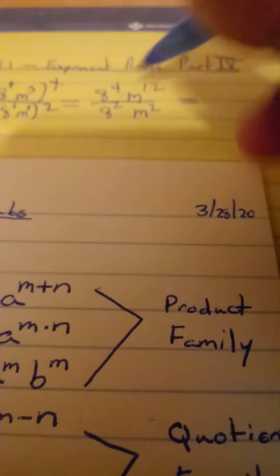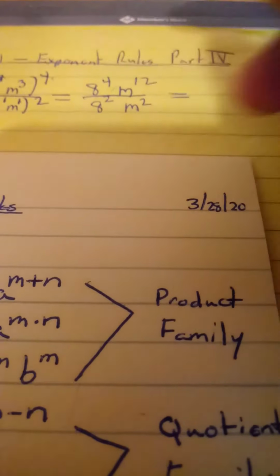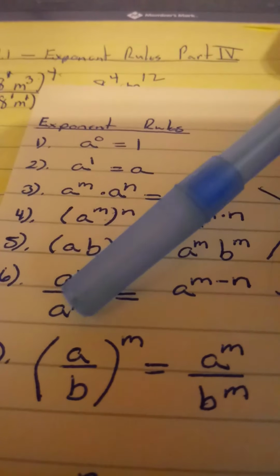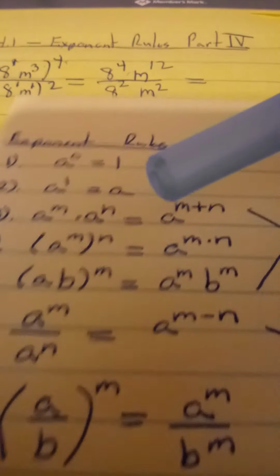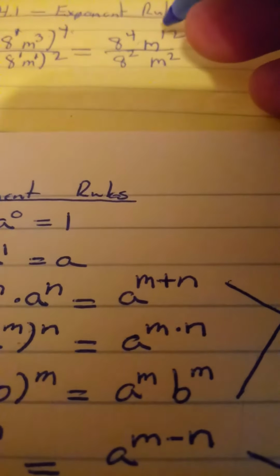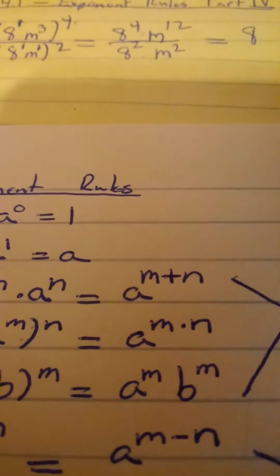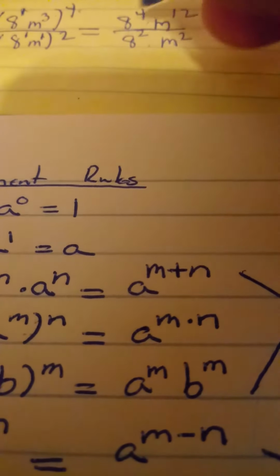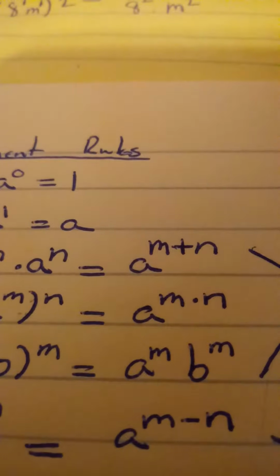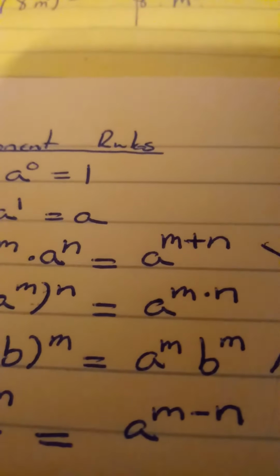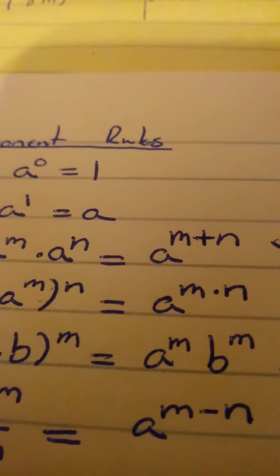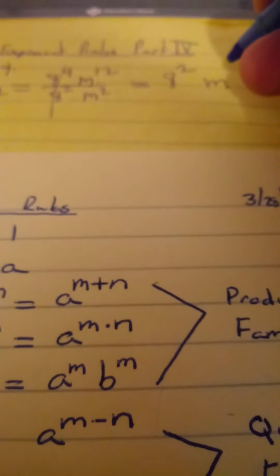Once again, we do not want to simplify this. We're going to take advantage now of your quotient rule, which states that if the bases are the same, you just simply subtract the exponent. So same thing here. We're going to keep the 8. We're going to subtract the exponents, 4 minus 2. Once again, 4 minus 2 will give you 2. And we're going to do the same thing with the m. So we're going to keep the m, and 12 minus 2 will give you m raised to the 10th.